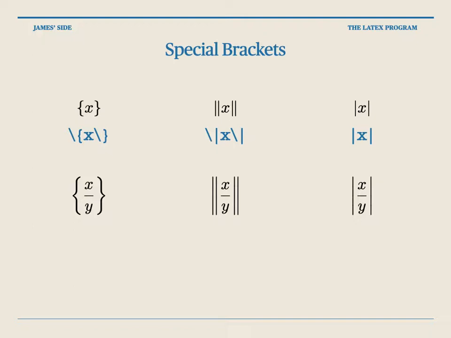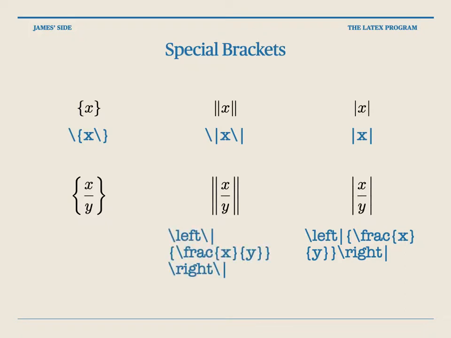And also, when you are trying to fit them around a huge element, the absolute value is the same: you just have backslash left, then that bracket. But for the norm, you will have two backslashes as a result: backslash left, backslash, then the symbol, then your element inside, and then backslash right, backslash, and then the symbol you want. It is the same when you apply it to huge braces.